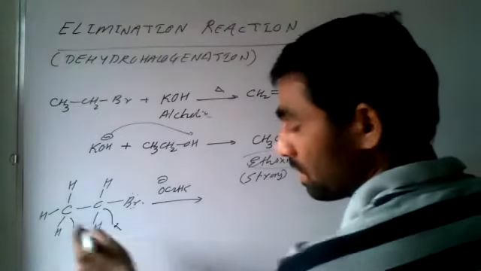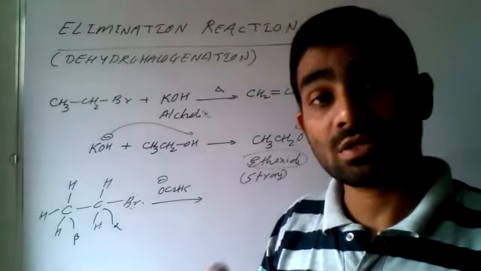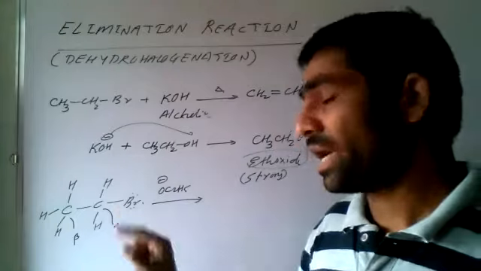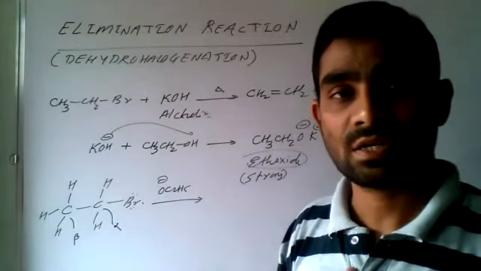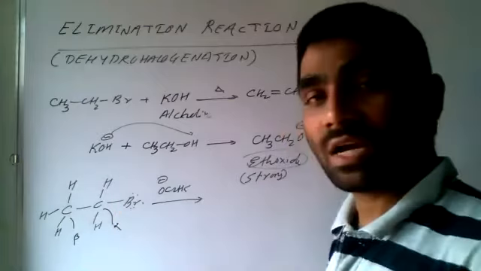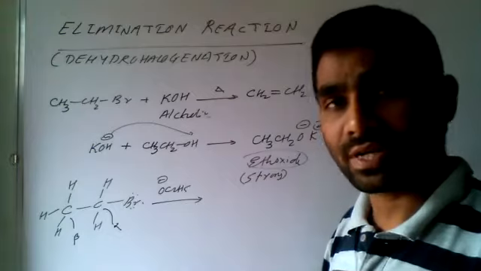This is the alpha carbon, and this is the beta carbon. What is alpha carbon? Alpha carbon is the carbon at which the functional group is attached. Here, alpha carbon is the carbon at which halogen is attached. Here, bromine is attached. And what is beta carbon? The carbon attached to alpha carbon is called beta carbon.